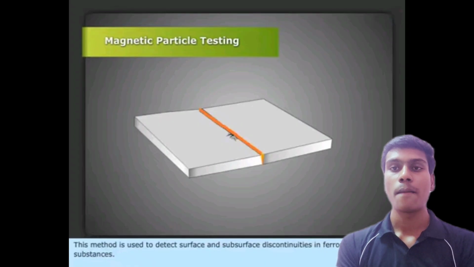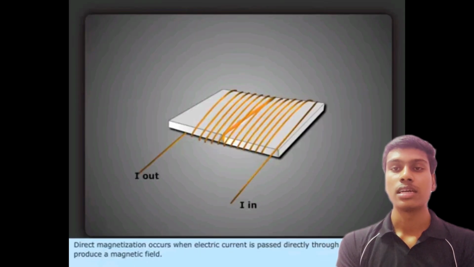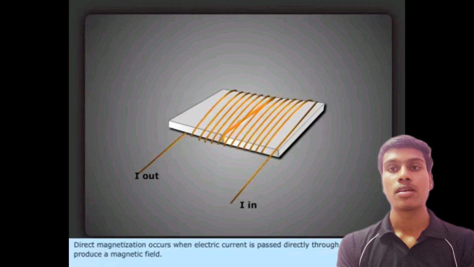after applying it onto the material. So in this magnetic particle testing, there are two main magnetizations that come into the picture. One is direct magnetization and the other is indirect magnetization. In direct magnetization, we have to apply current through the coil. As you can see in the figure, after applying the current through the coil, some amount of magnetic field will be produced around the coil with the help of the workpiece.